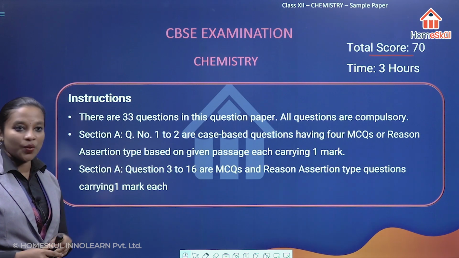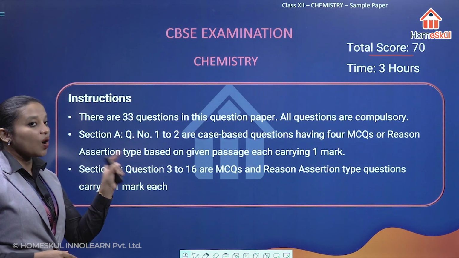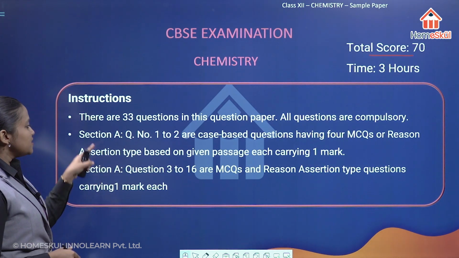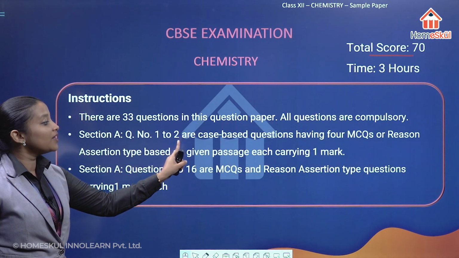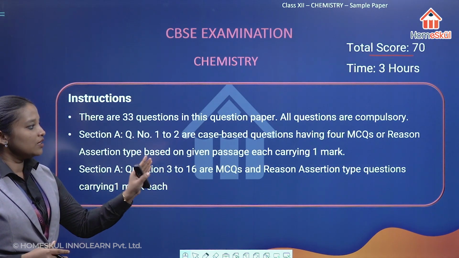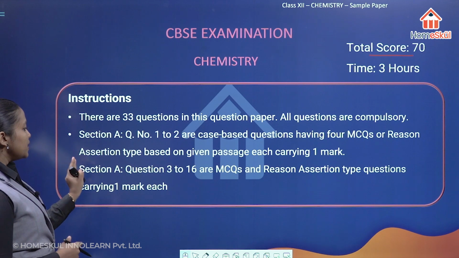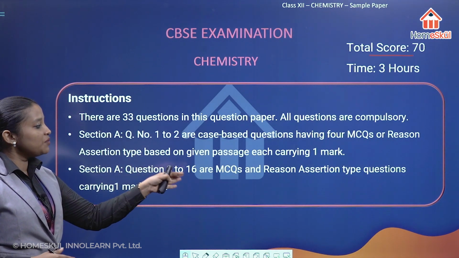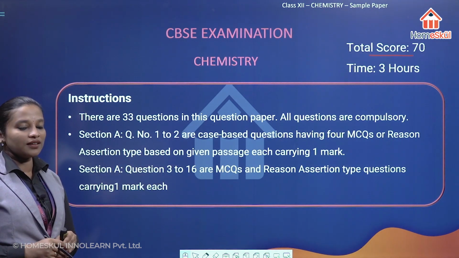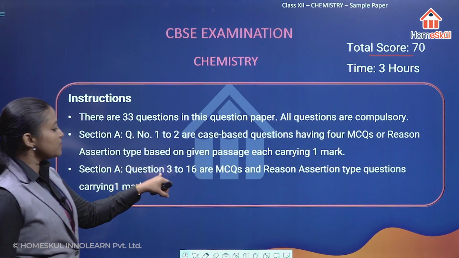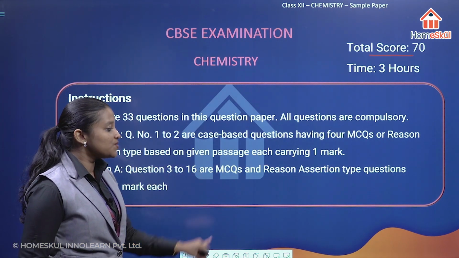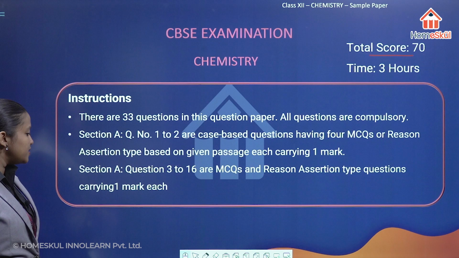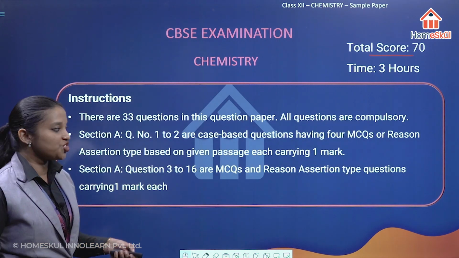There are 33 questions in this question paper and all questions are compulsory. Section A, question number 1 to 2 are case-based questions having 4 MCQs or reason assertion type based or given passage, each carrying 1 mark. And Section A, question 3 to 16 are MCQs and reason assertion type questions carrying 1 mark each.